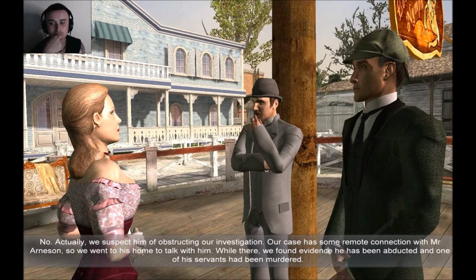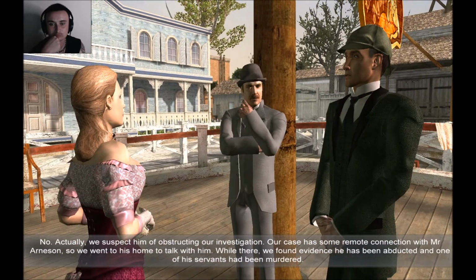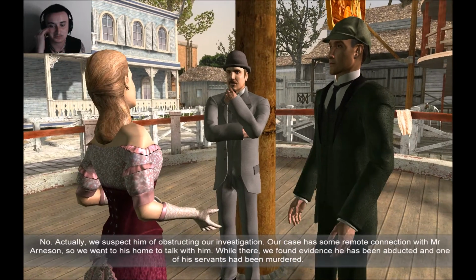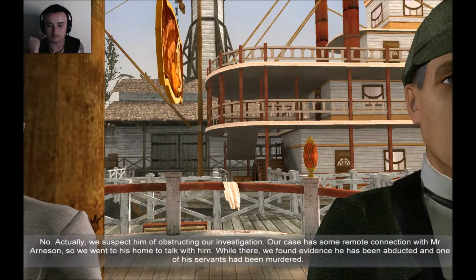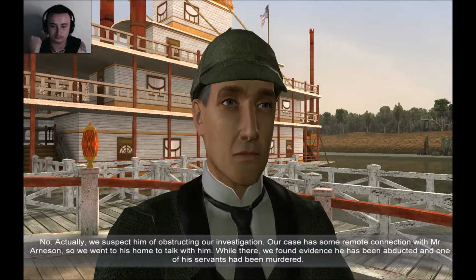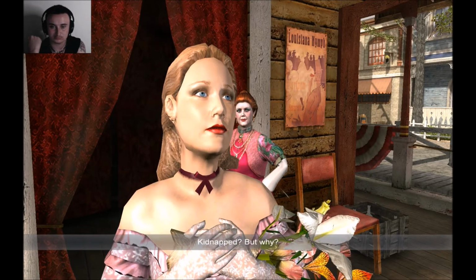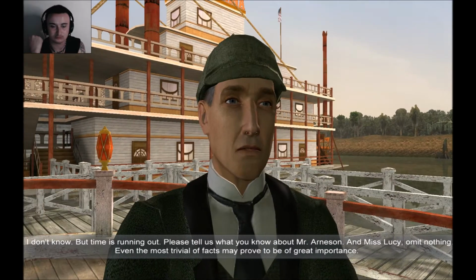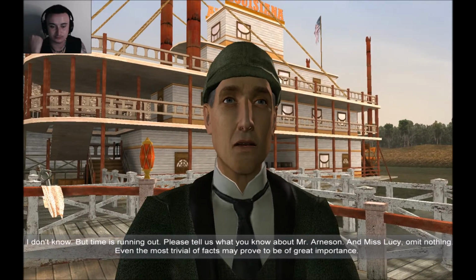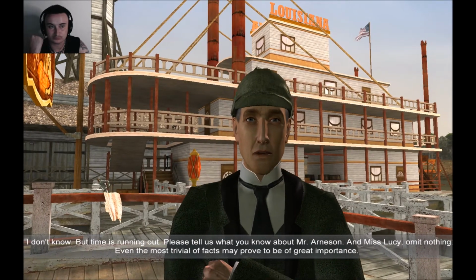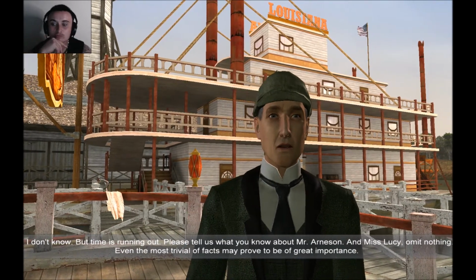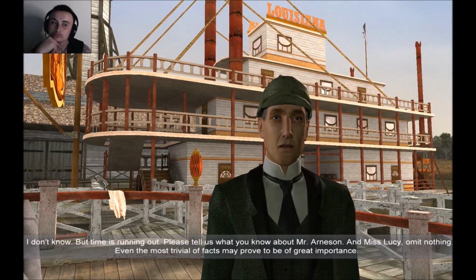Our case has some remote connection with Mr. Arnson, so we went to his home to talk with him. While there, we found evidence he has been abducted, and one of his servants had been murdered. Kidnapped? But why? I don't know, but time is running out. Please tell us what you know about Mr. Arnson, and Miss Lucy, omit nothing. Even the most trivial of facts may prove to be of great importance.